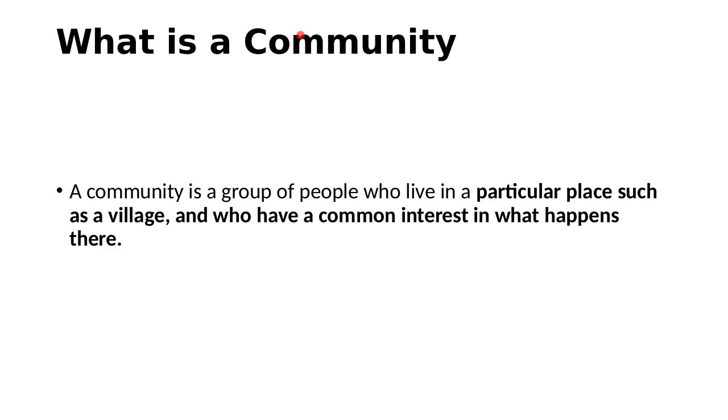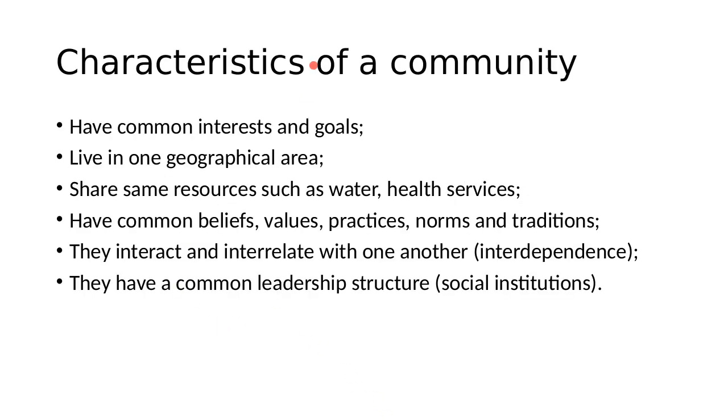For example, you can say ZTEC is a community, because individuals related to ZTEC have a common interest, that is learning. And they interact with each other with a common goal of learning. So a community is a group of people who live in a particular space, such as a village, and who have a common interest in what happens in that village, or in that estate, or even in that area.